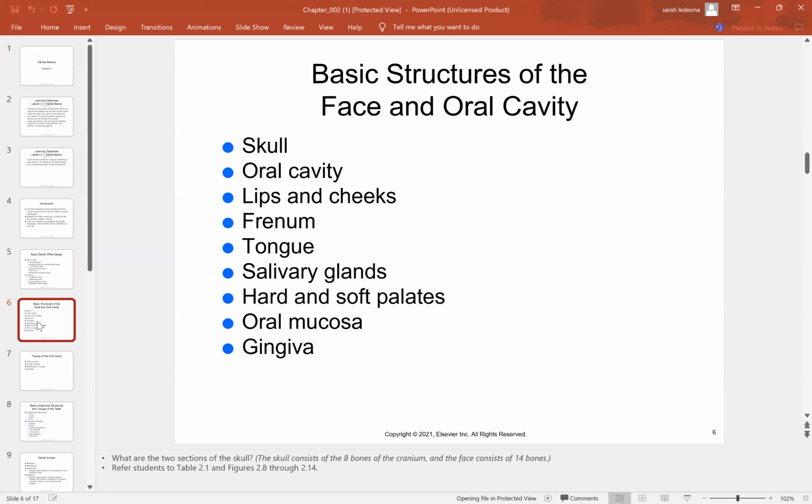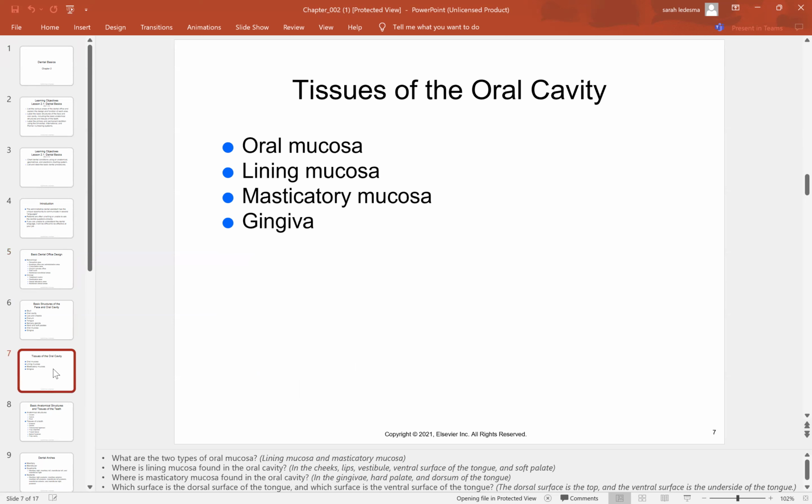Basic structures of the face and oral cavity include skull, oral cavity, lips and cheeks, frenum, tongue, salivary glands, hard and soft palates, oral mucosa, and gingiva. Tissues of the oral cavity include oral mucosa, lining mucosa, masticatory mucosa, and gingiva.